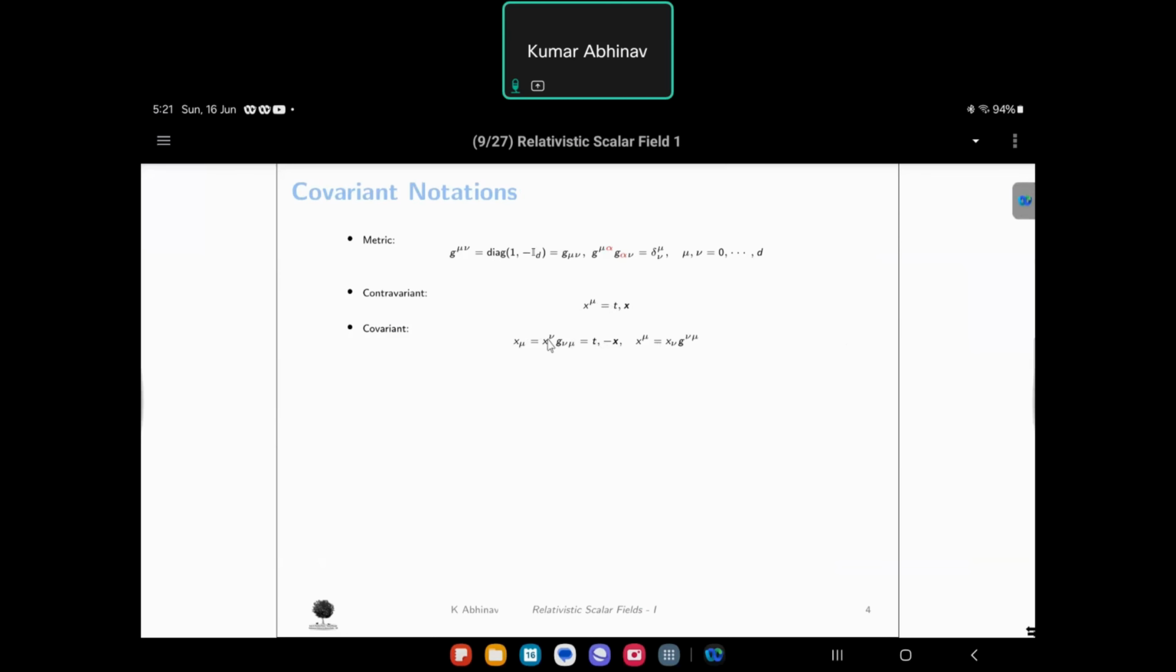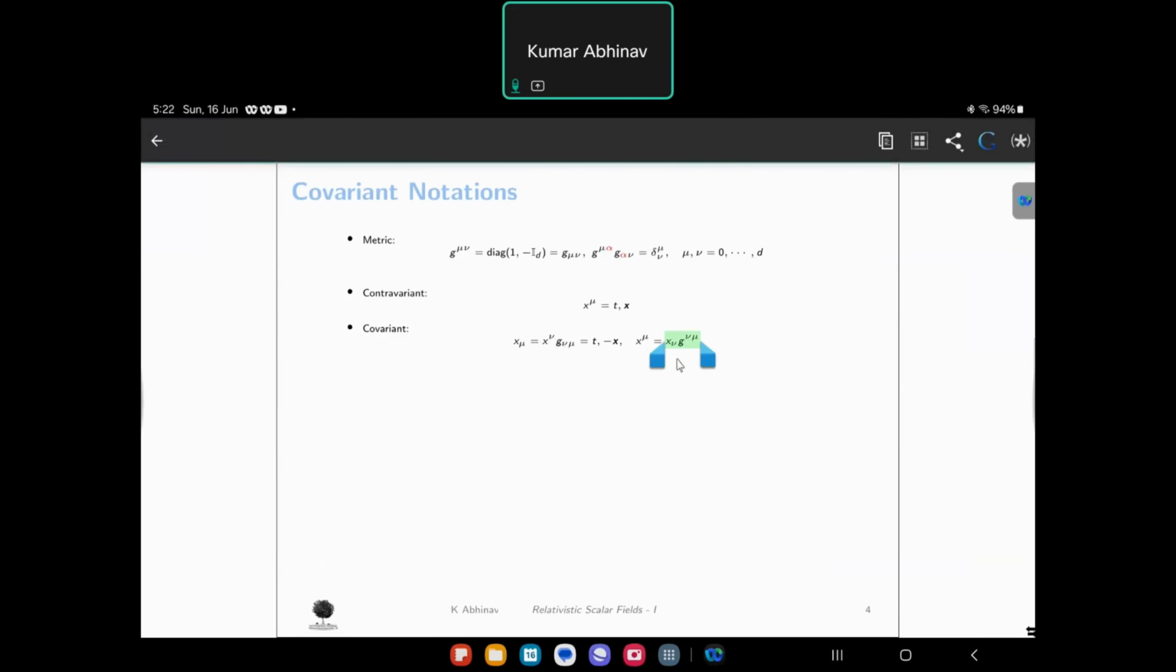Now these covariant and contravariant vectors are connected to each other through the metric tensor, through contraction of repeated indices, which is the Einstein summation convention. And for a contraction, one index has to be down, the other index has to be up. That is the only rule.